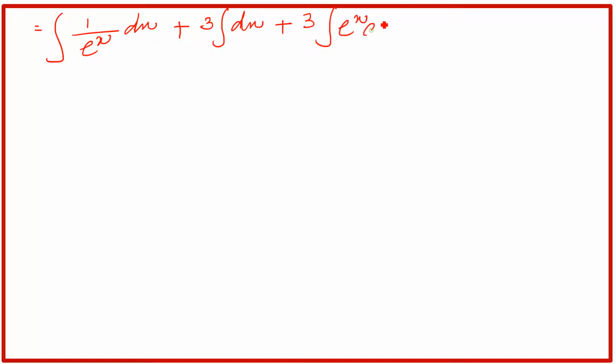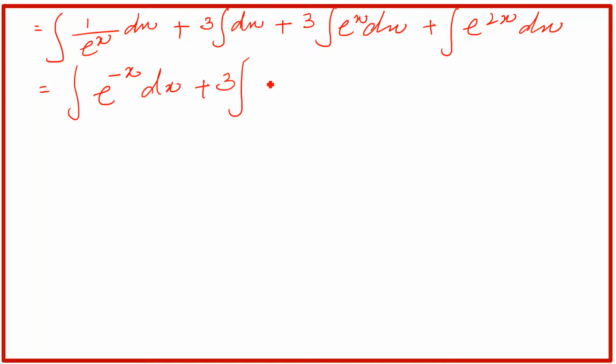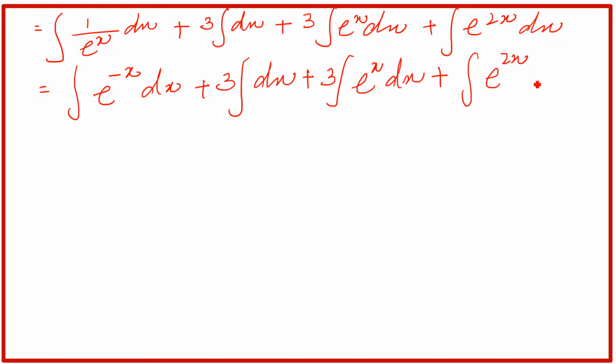Right, now our question is very simple and we will integrate it individually. So it will be integral of 1 over e^x dx. 3 is constant, we can take it out of the integral sign, 3 dx, similarly 3e^x dx, and e^2x dx. So in the next step we will just take this e^x into the numerator and the rest of the line we will write down as it is. We cannot do the integration here, we will do it in the next step all together.